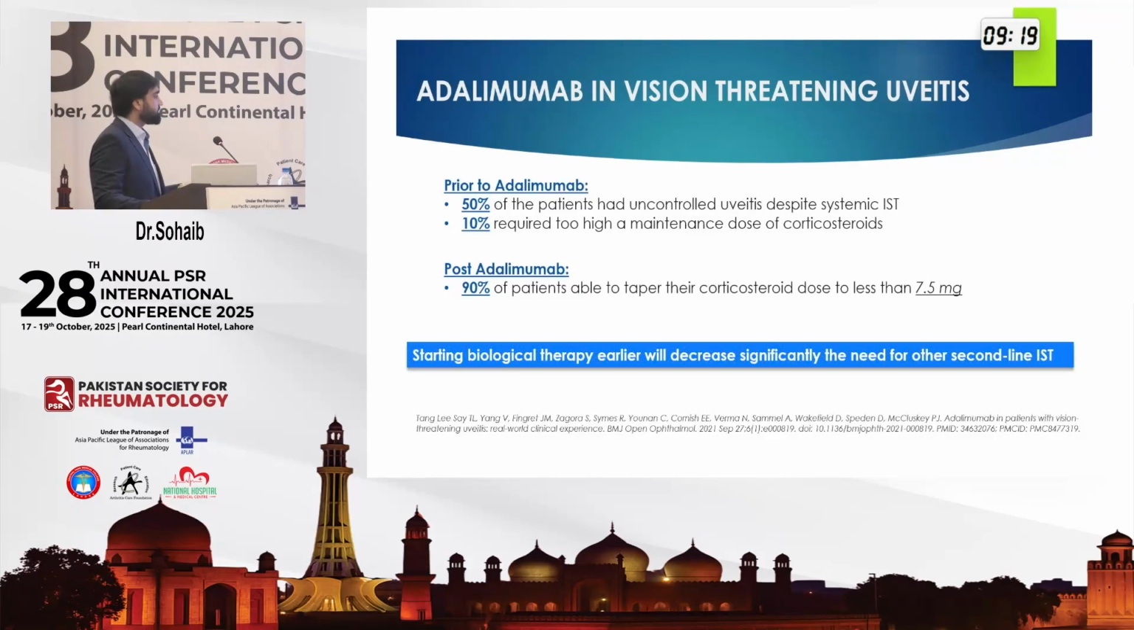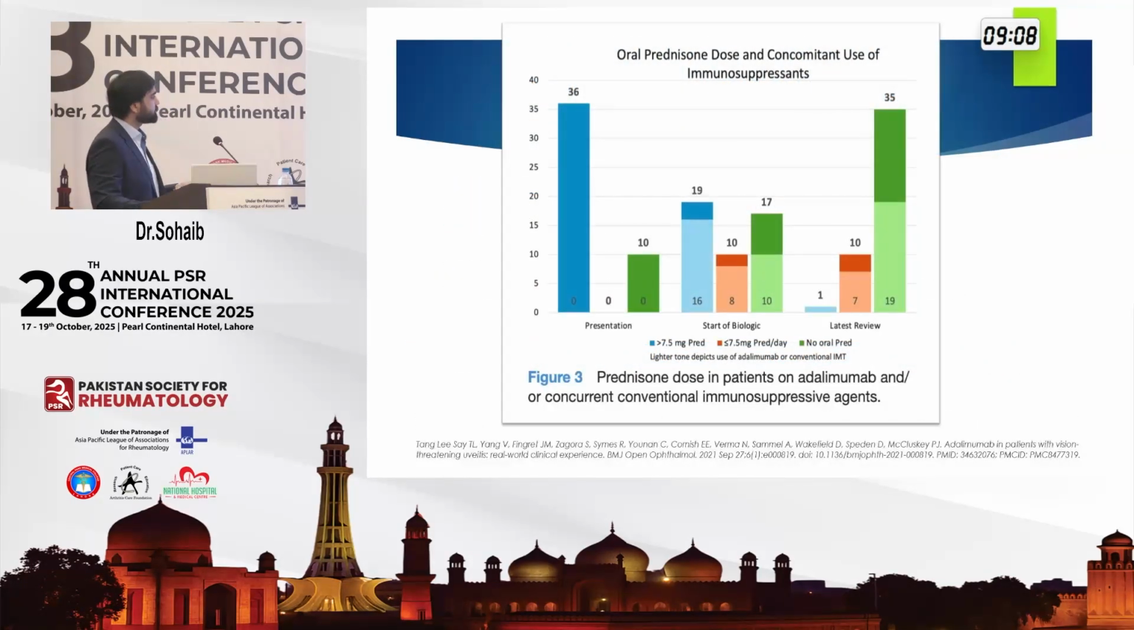So we can say that starting a biological therapy earlier will decrease significantly the need for another immunosuppressive or immunomodulation therapy in a uveitic patient. So this is from the same study. Initially, the patients were on steroids, and in the latest review, most of the patients were off of the steroids, and they were just on TNF-alpha inhibitors.